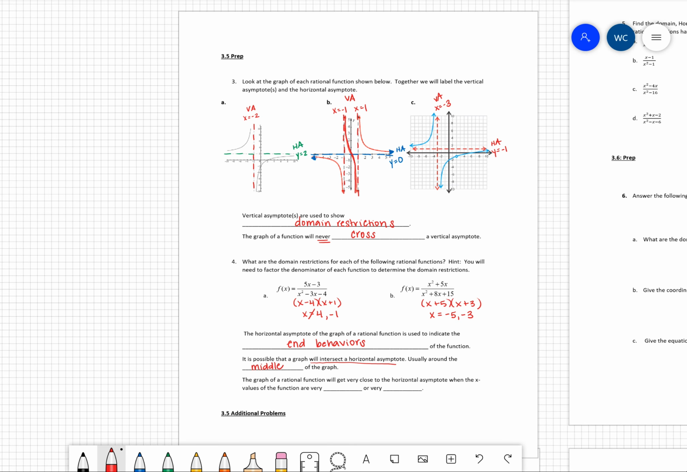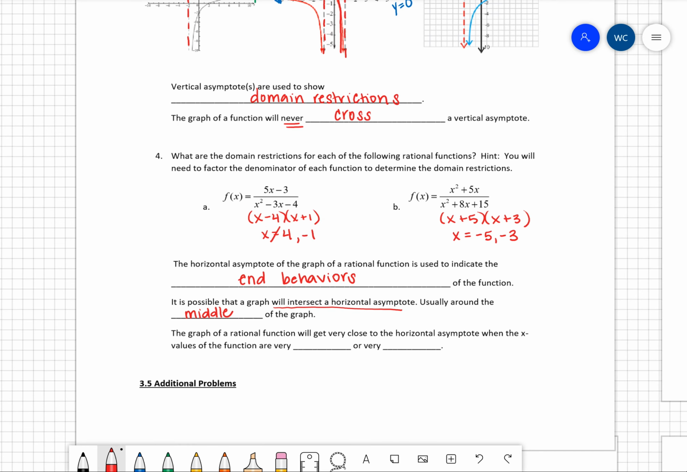Now it says the graph of a rational function will get very close to the horizontal asymptote when the x values of the function are very large or very small.